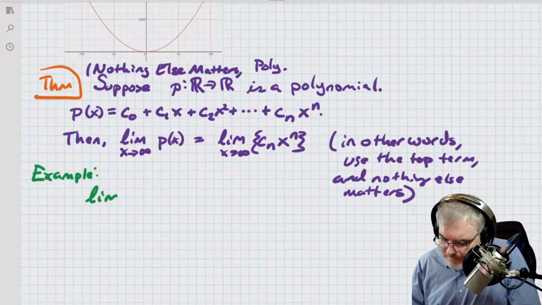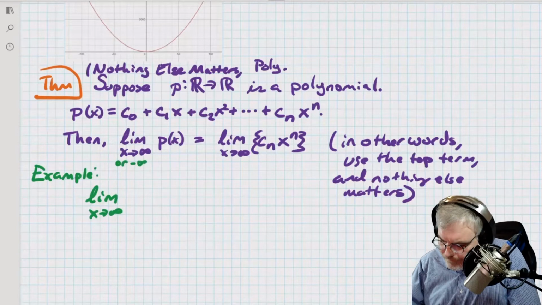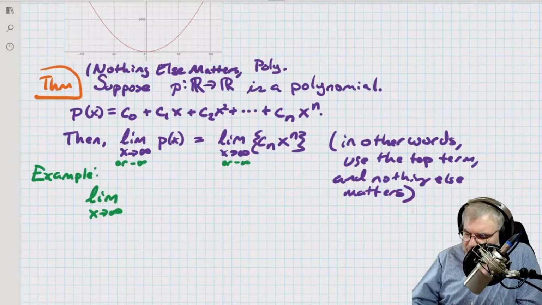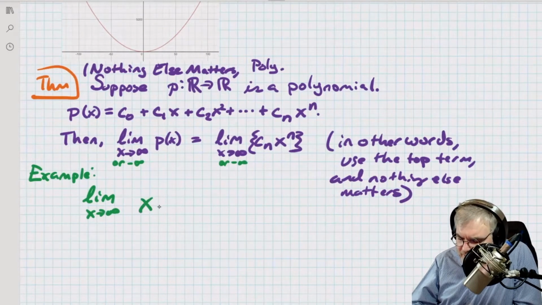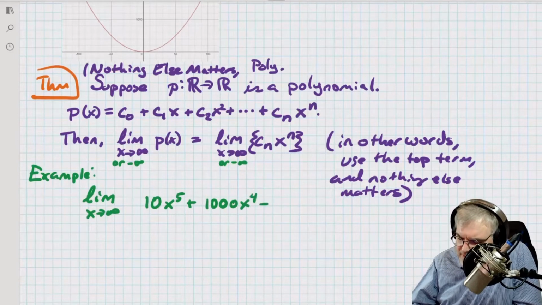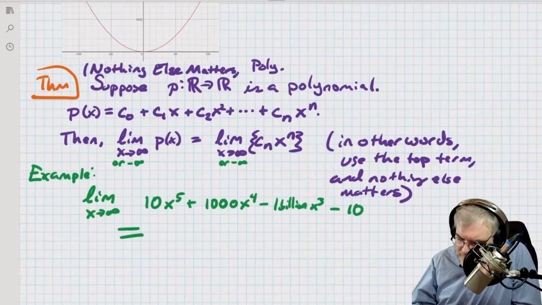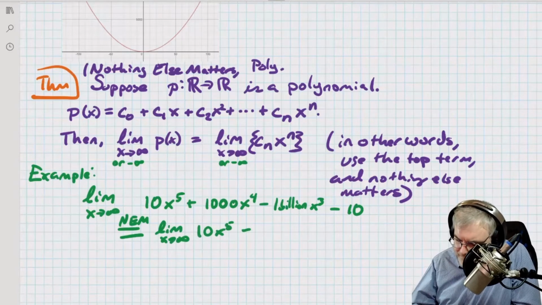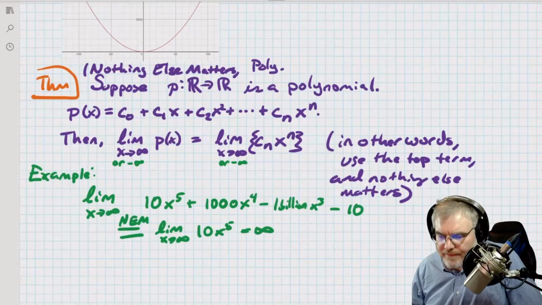The limit as x goes to infinity, and this works for negative infinity too, of 10x to the fifth plus 1,000 x to the fourth minus 1 billion x to the third minus 10 equals, nothing else matters, the limit as x goes to infinity of 10x to the fifth. Nothing else matters but that term.